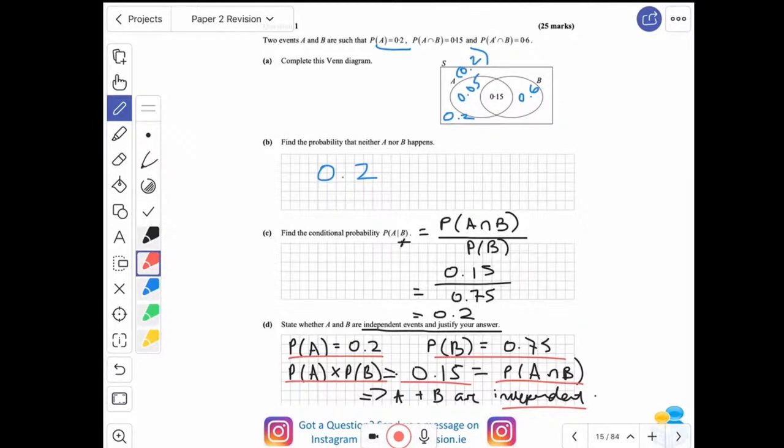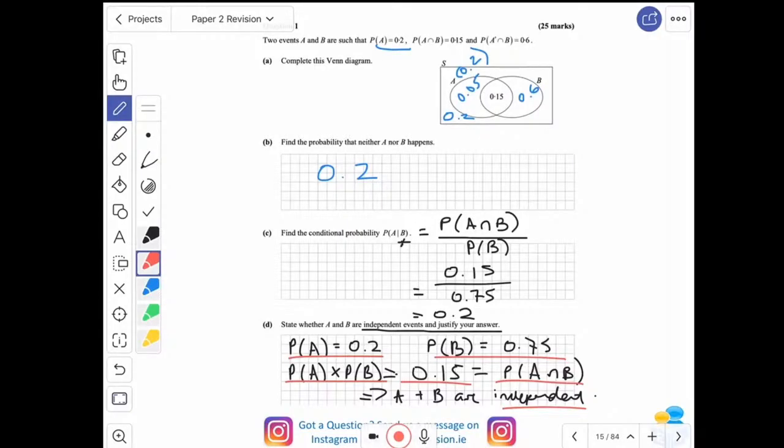Okay. And the other way that you could prove it if you wanted to is you could say that the probability of A given B is equal to the probability of A. They're both the same, and that also shows that they're independent as well. So whichever one you've done more practice on, either one would work perfectly there.